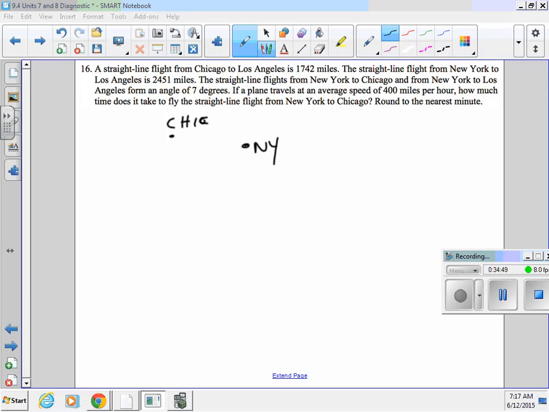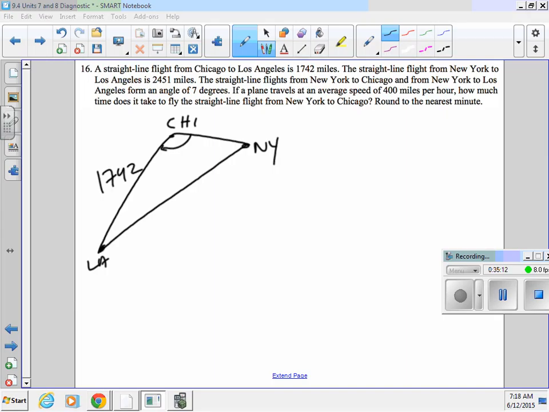I'll use its sports abbreviation, CHI. And LA is down here in sunny and rainless California. So we have a triangle that gets formed, okay? And I hope that you see that the angle between the New York and Chicago flights is obtuse. That's important here. So Chicago to LA is 1,742 miles.